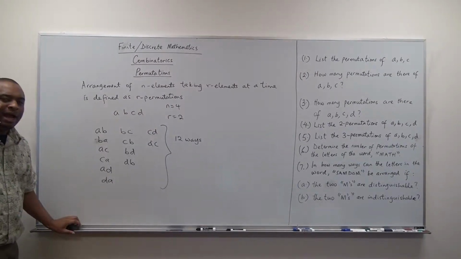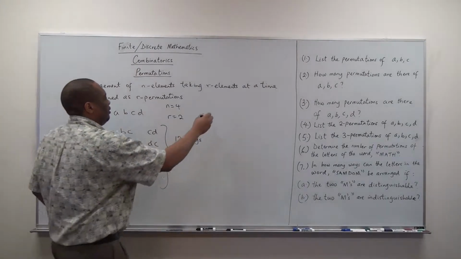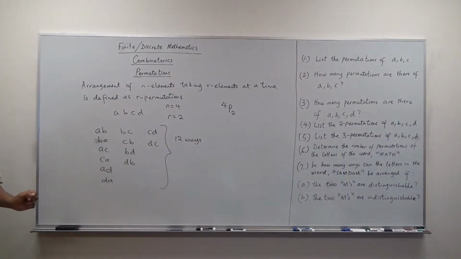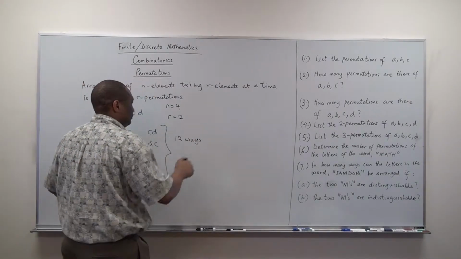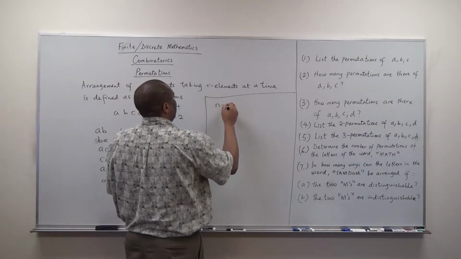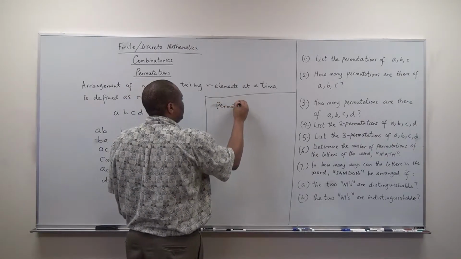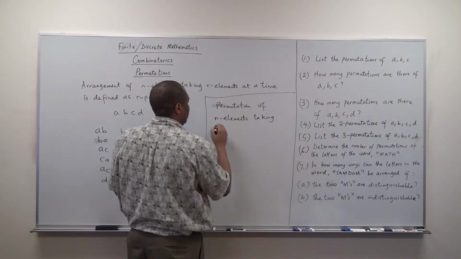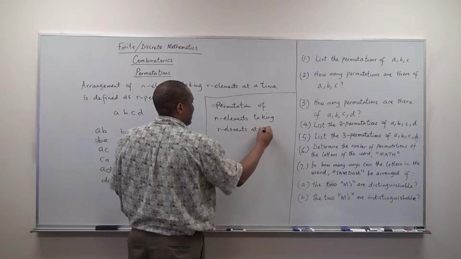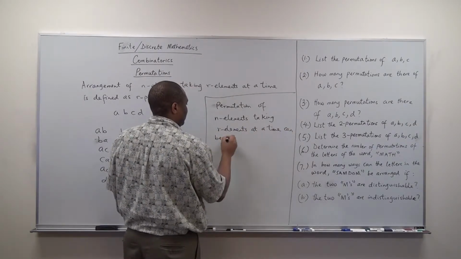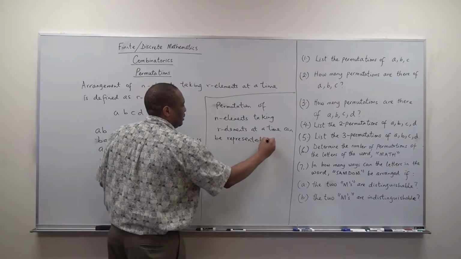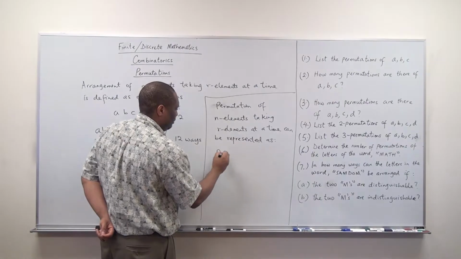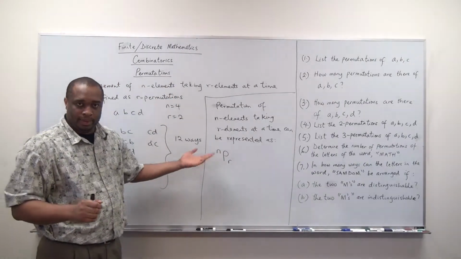Now you ask yourself, we now have 4 perm 2, and you're not confused. Now, let me say that a permutation of n elements taking r elements at a time can be represented as superscript n permutation subscript r. You can represent it like this.